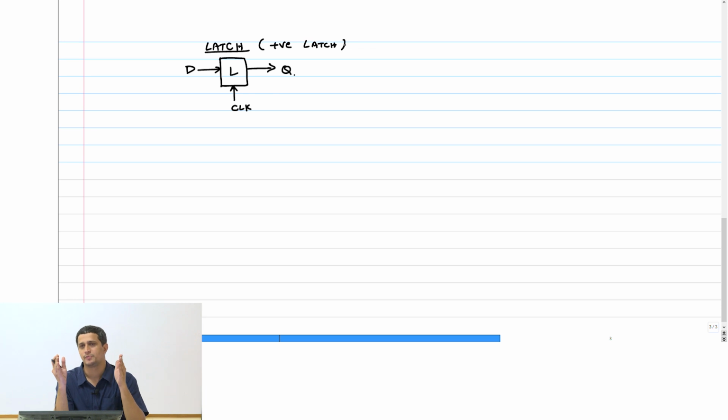What does positive latch mean? It means when the clock is high, data can go through. The latch is transparent in the positive edge, right? And therefore, I have the following. So let's now do the same timing diagram that we did for the flop.